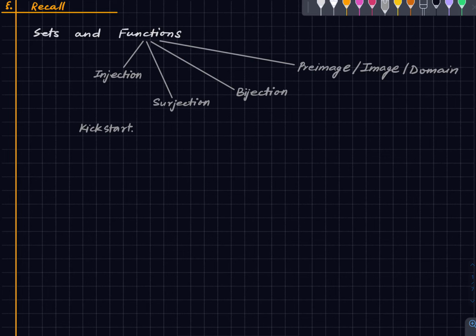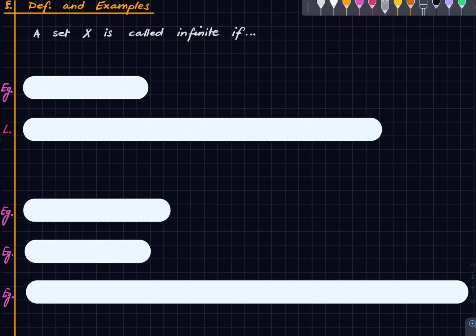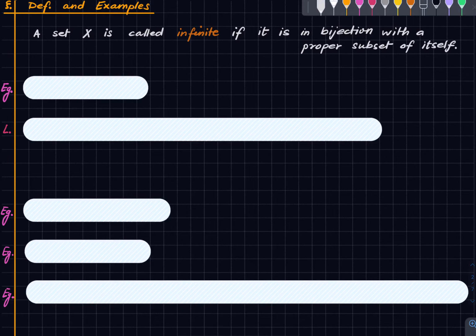All right. So, what is an infinite set? A set X is called infinite if it is in bijection with a proper subset of itself. Okay? So that's the definition of an infinite set.